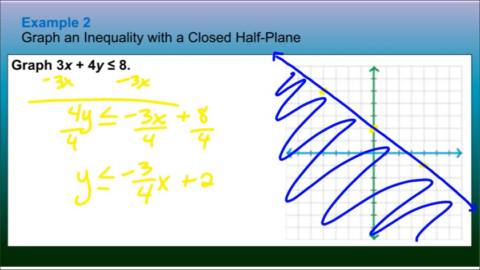I can use a test point as well. If I test 0, 0, I put 0 here. See if it's true. This side still stays 0. This side would be 2. 0 is less than or equal to 2, so I shaded that part.